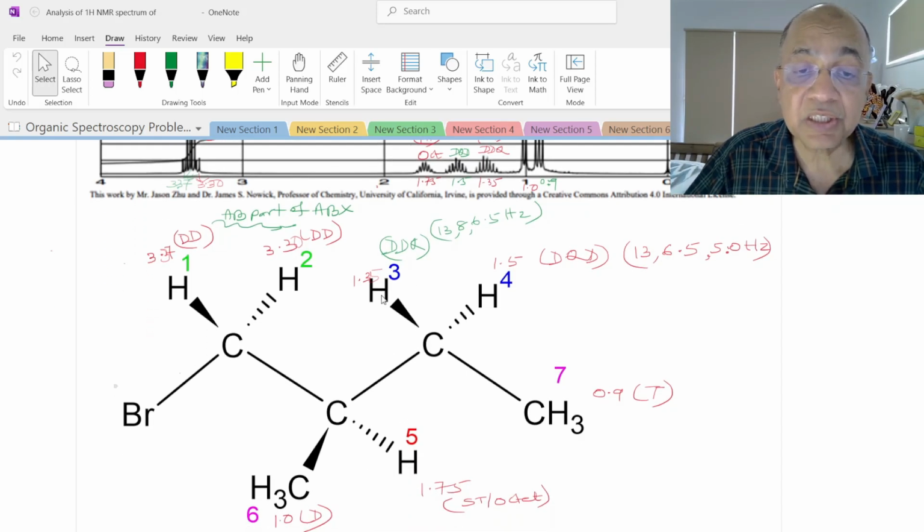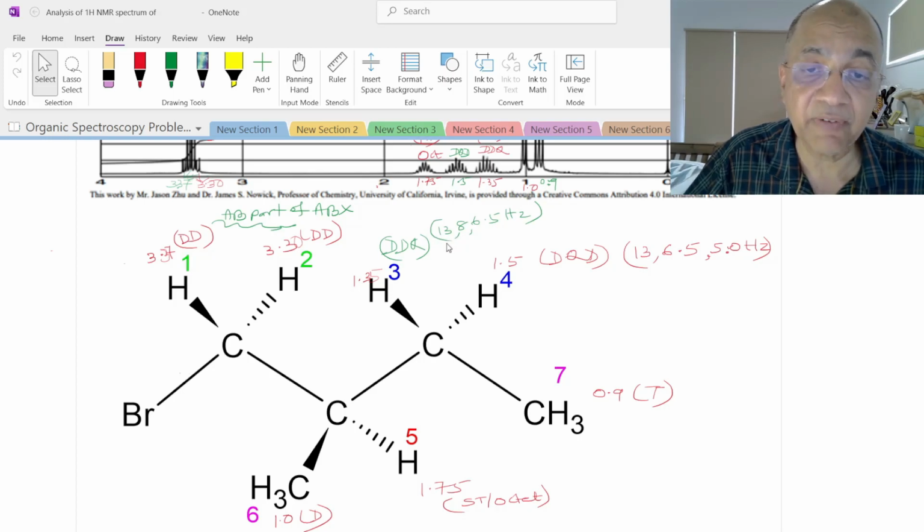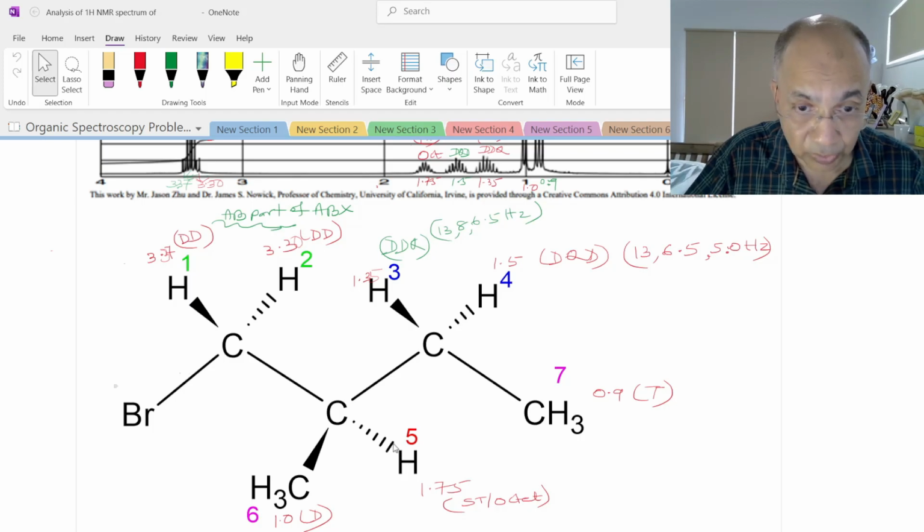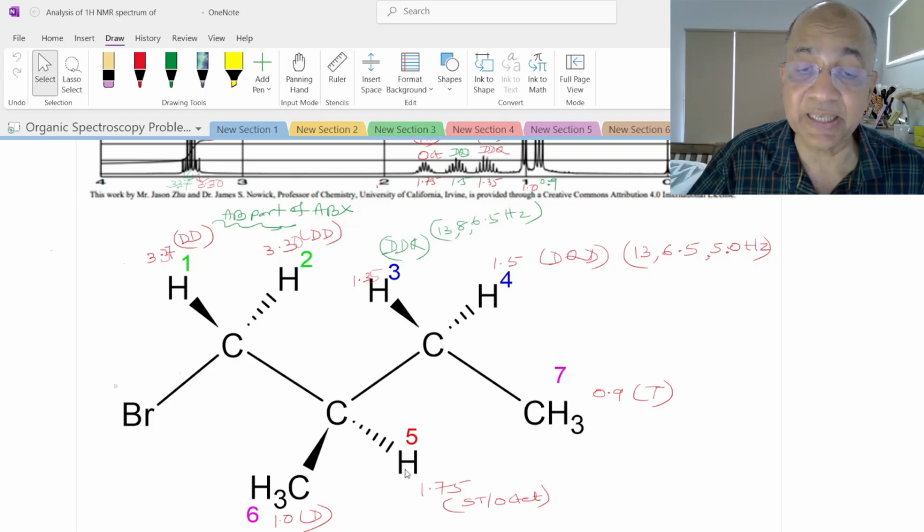Why? Because this is geminal coupling. I have predicted a value of 13 Hz, and this one, which is at a dihedral angle of 180 degree, trans, will have a greater coupling constant than this J3, which is 6.5, and this is 8.